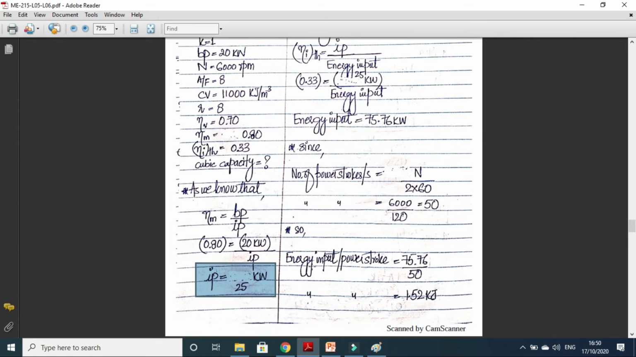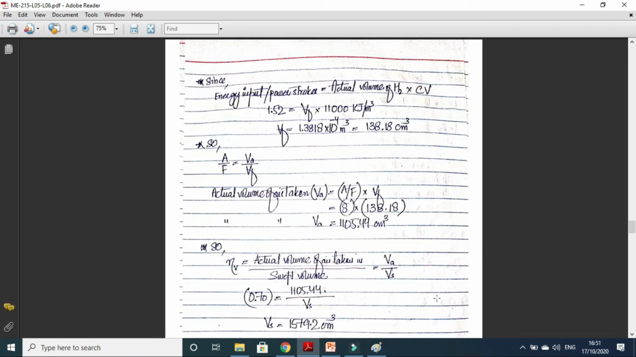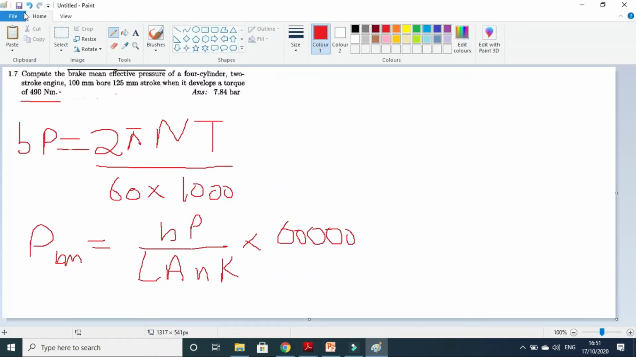So now if you need the energy input per power stroke, you can divide the 75.76 kilojoule per second by 50 power strokes per second. So the second will be cancelled out. So it's coming out to be 1.52 kilojoule per power stroke. Now this energy input per power stroke can also be found with the help of the actual volume of hydrogen multiplied by calorific value. So actual volume of H2, take here.